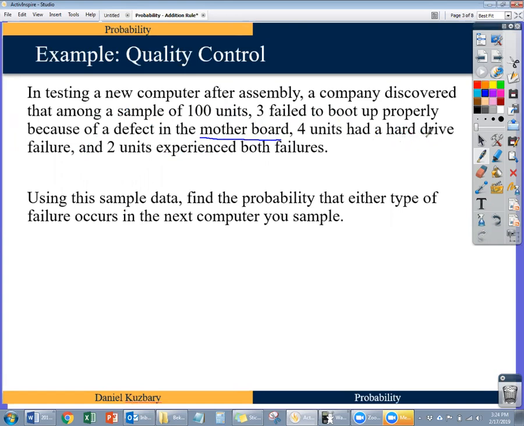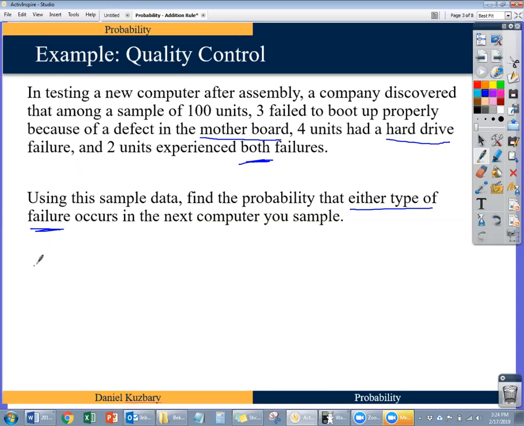There we go. And 2 units experienced both failures, so both their motherboard and their hard drive defected. So we want to use this sample data to find the probability that either type of failure occurs in the next computer you sample. So this is an example of using sample data to compute a probability.